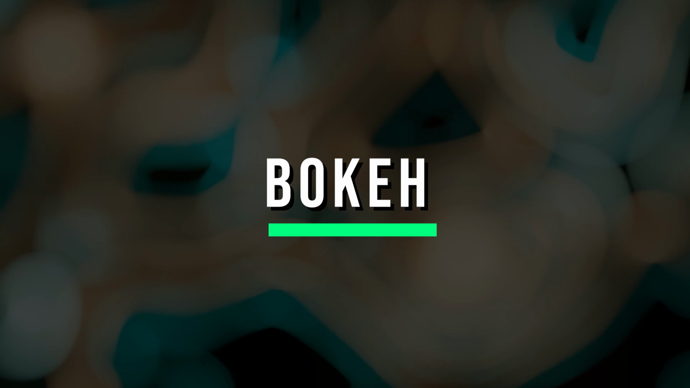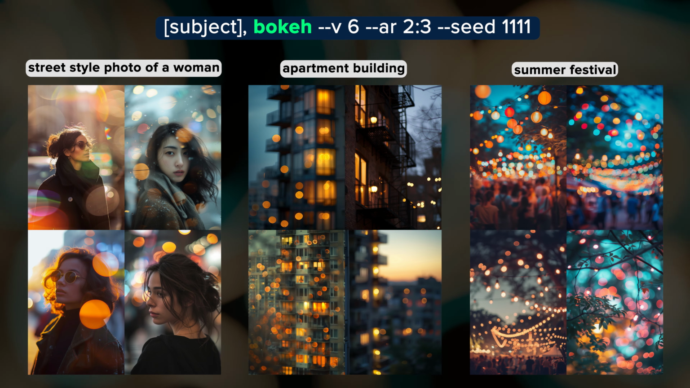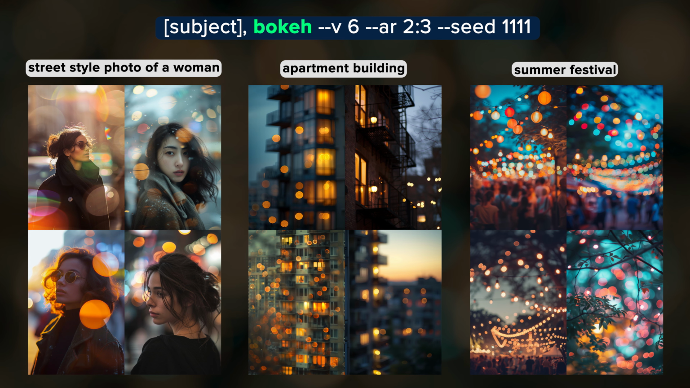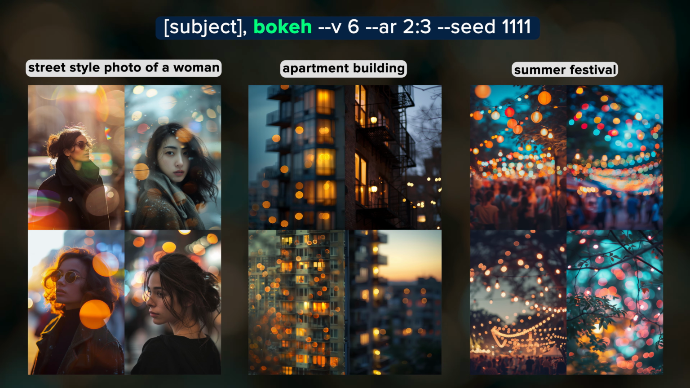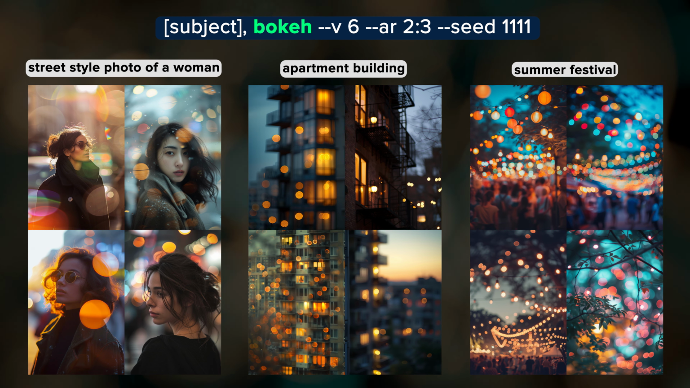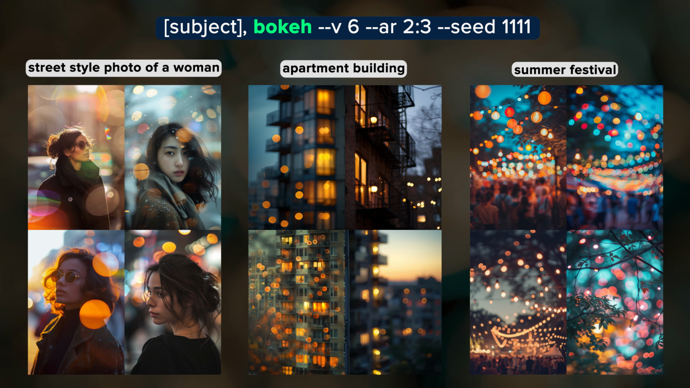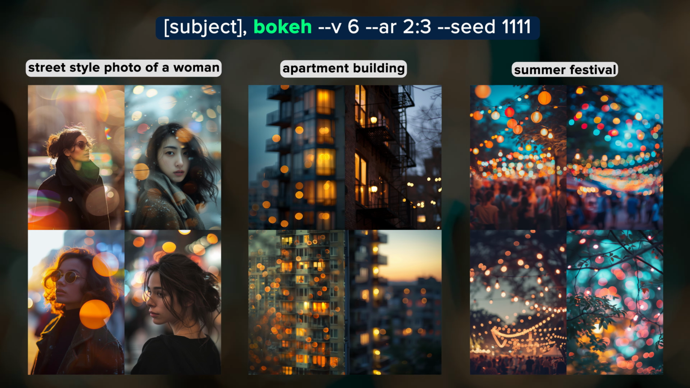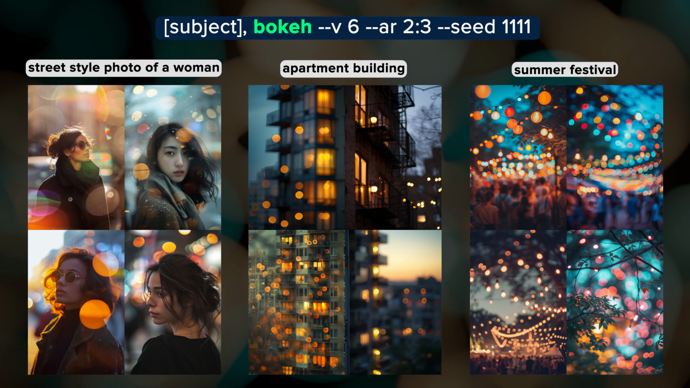Bokeh. Bokeh refers to the aesthetic quality of the out-of-focus areas in an image and is characterized by the rendering of light point sources as blurred circles or shapes. Photographers will use shallow depth of field and selective focus to get this bokeh effect, creating beautiful, dreamy backgrounds.